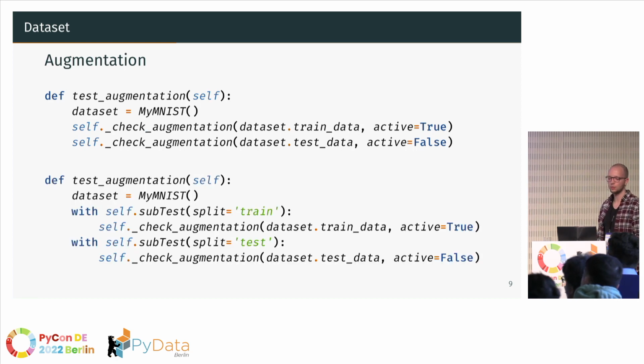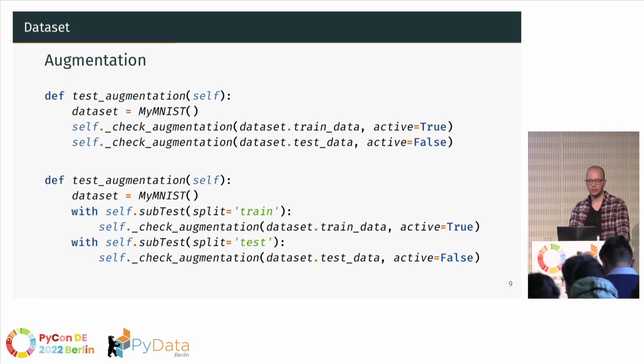To do that, we can use the subtest context manager for this. So here we just wrap our calls in the subtest context manager so that they will both run even though one fails. And then the test runner will just tell us that test augmentation in the subtest train failed. The important thing here is to remember you should test both splits, or at least think about: are there differences in behavior for my data set for the training set, the test set, or the validation set? And you should always test both.